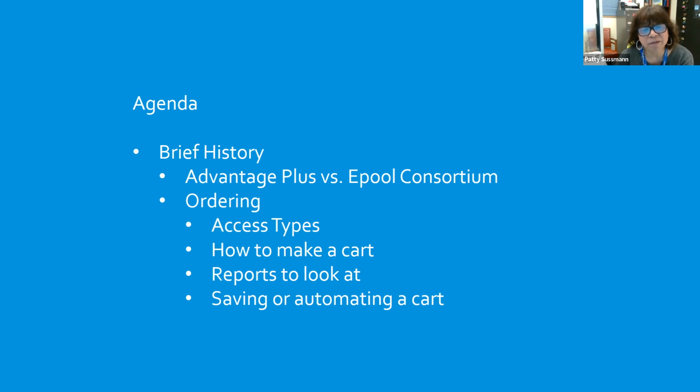I'm going to talk about the brief history of the consortia, and the difference between Advantage Plus versus the ePool. And then Kristen's going to talk more about ordering, access types, what kinds of ordering types there are for Overdrive, how to make a cart for your library, reports to look for and produce, and saving a search and automating a cart.